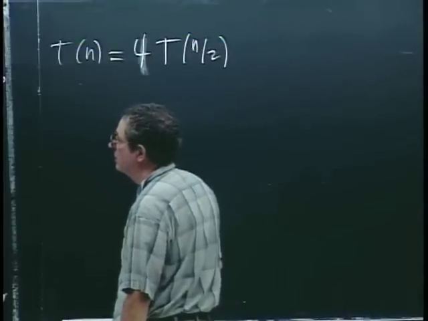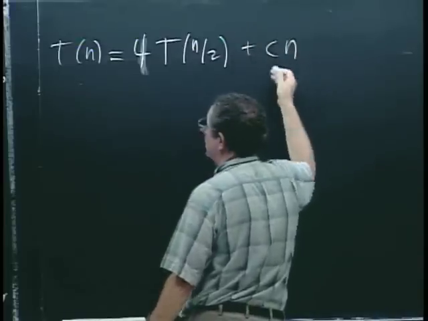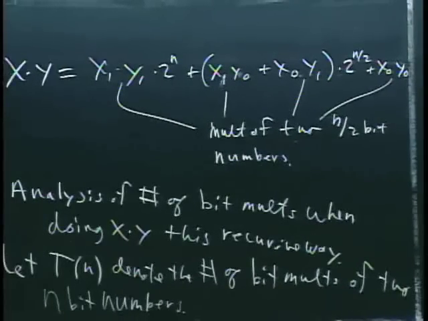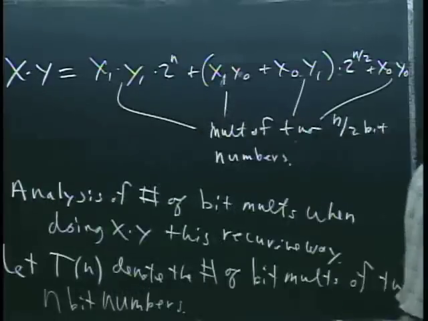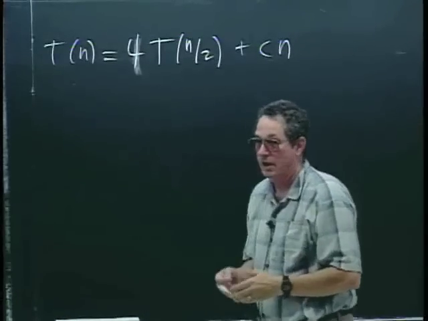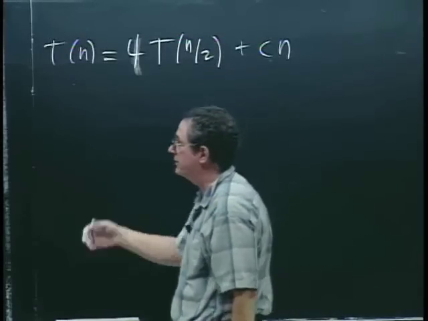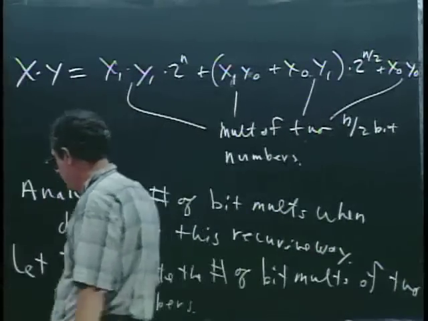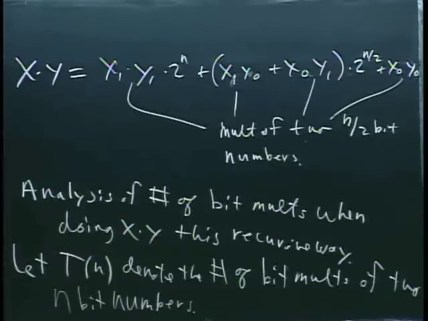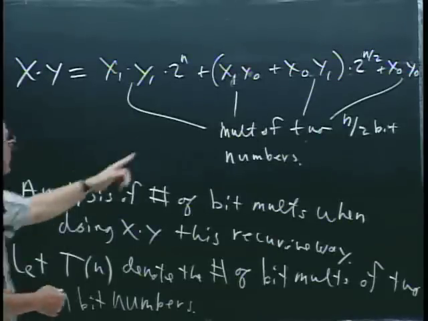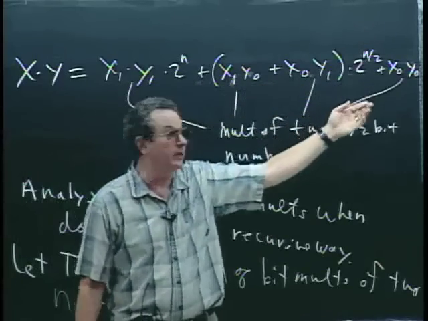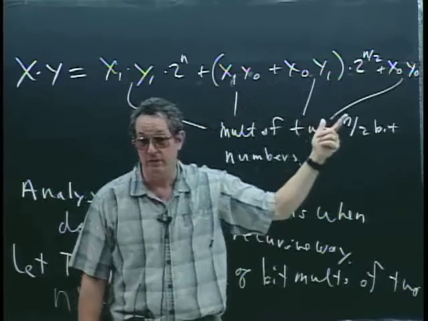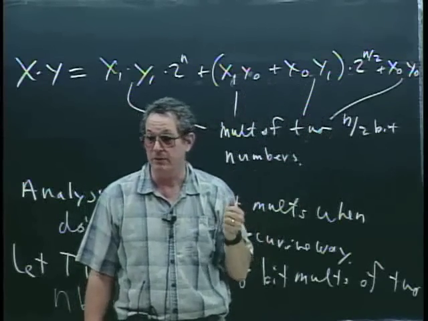Plus Cn. Where does Cn come from? You can think of it as shifting. Either that or I have to redefine what T of n is. If T of n is just the number of individual bit multiplications, then what confused me is where does Cn come from? It looks like 4T(n/2) is enough. But if you're thinking about the efficiency of this way of doing multiplications, you probably should account for the additions that you're doing. So we're doing 1, 2, 3 additions. 3 is a constant number, bigger than 2, less than 4.